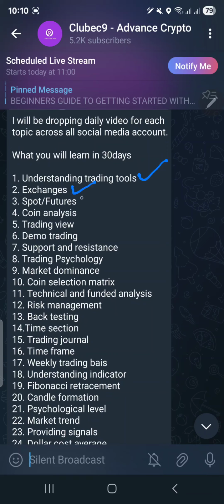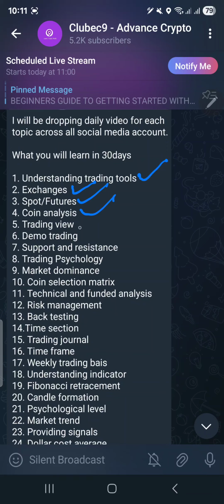So we have exchanges, we have spot and futures, we have coin analysis. Now we have more than 10,000 coins in the crypto space. You cannot trade everything, and depending on the exchange you're using, some coins are grouped under futures and some are grouped under spot. I will teach you how to select which coin to trade and how to trade those coins, how to analyze them, how to bring them from your exchange to TradingView, so that you can be able to analyze them.